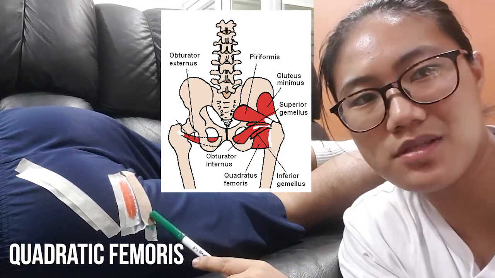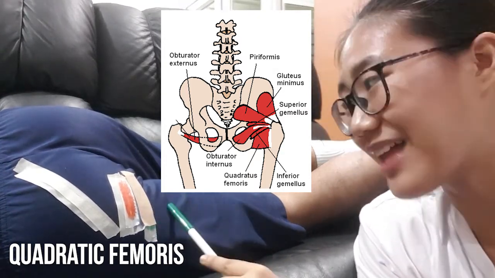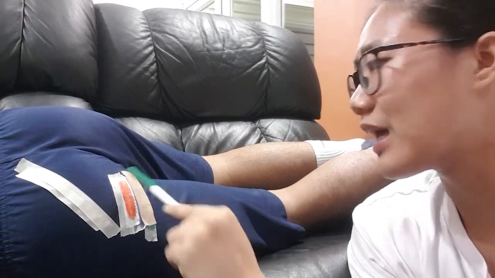This is the quadratus femoris. It originates to the lateral border of the ischial tuberosity. It inserts to the quadrate tubercle near the base of the greater trochanter of the intertrochanteric crest.